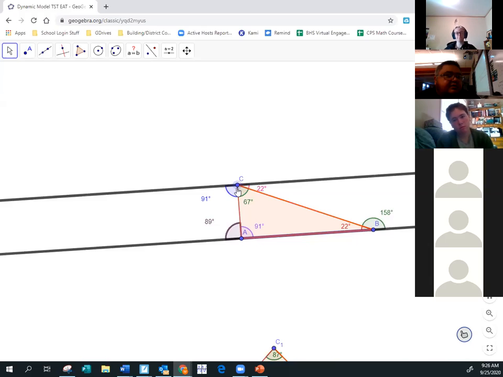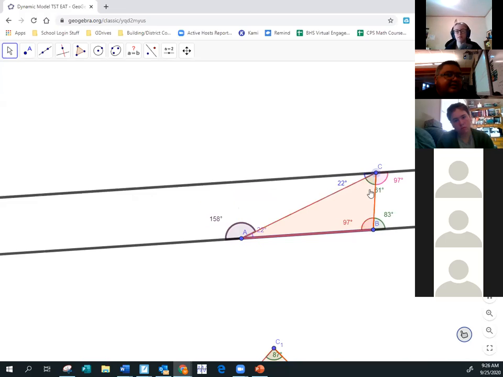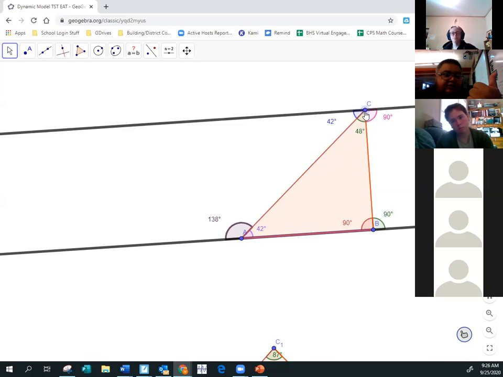Yep. Roughly 90 there. Okay. We can move the 90 to this side. There it is. 48 and 42, that makes 90. Plus a 90 makes 180. Okay. Now we could do this all day, but we're convinced it works for acute triangles.